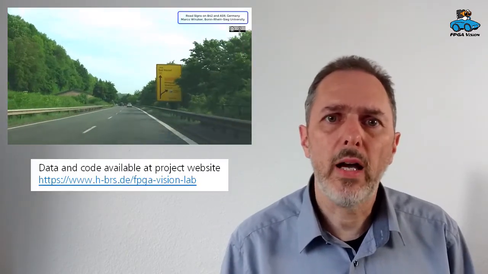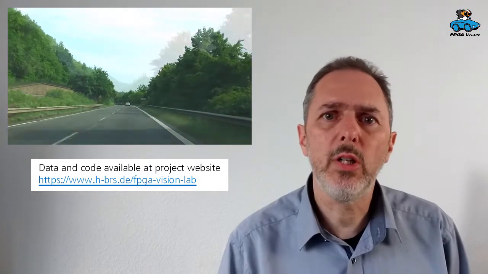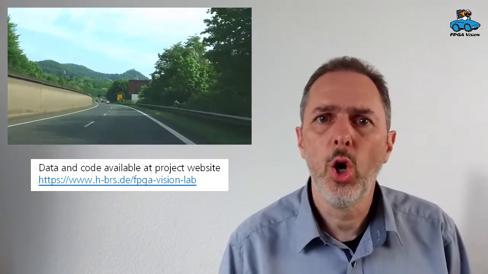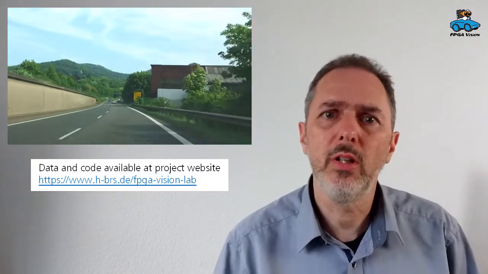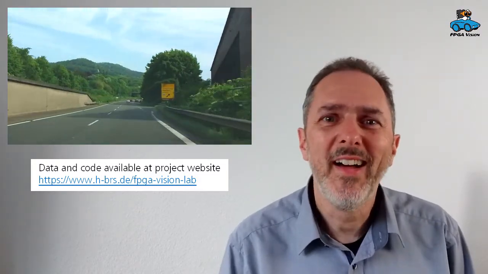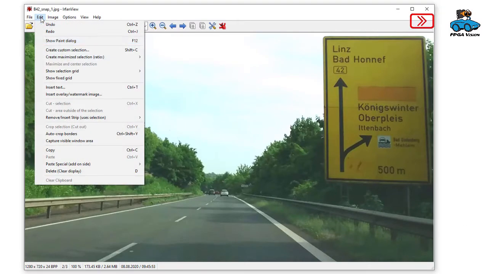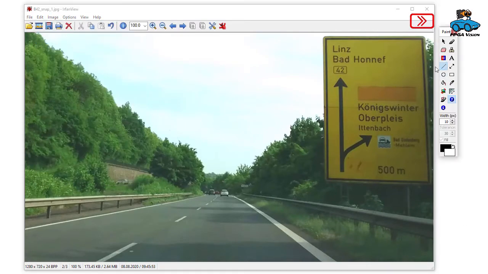I have provided a video from a road in Germany. You can download it from our server, or you can make your own photos. If you are on a road, please take care. But you can also use other examples from scenes where you want to detect certain colors. We start by only detecting yellow, and in a later video, we will use yellow and blue.